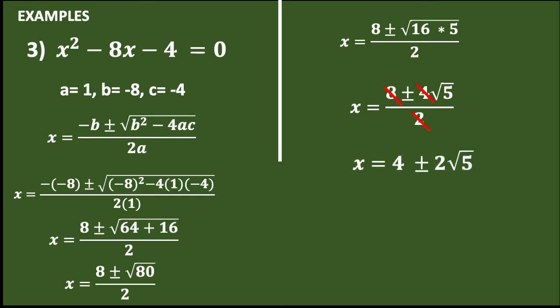After that, our x sub 1 will become 4 plus 2 square root of 5, and our x sub 2 is 4 minus 2 square root of 5.